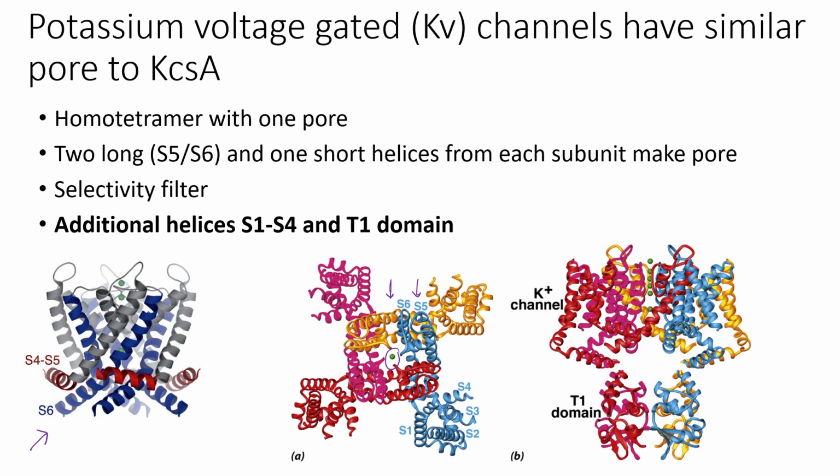And again, we have a similar selectivity filter to what we saw with our KcsA channel. But in addition, we have more helices, S1 through S4, which we see over here, as well as the T1 domain, which is labeled over here. So we have our actual channel, which looks very similar to KcsA, and then in addition, we have this other component, which is the T1 domain and those S1 through S4 helices. So let's talk more about what they do.